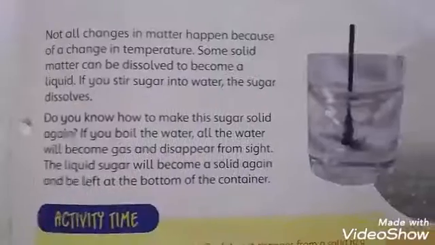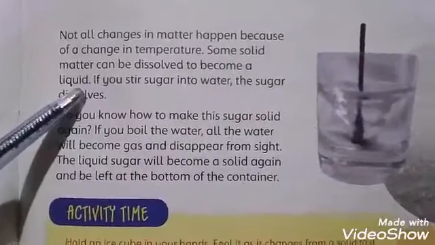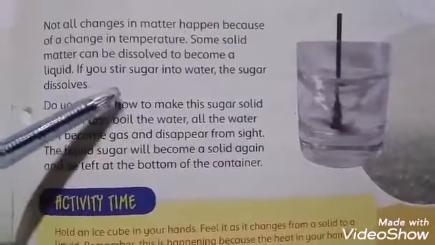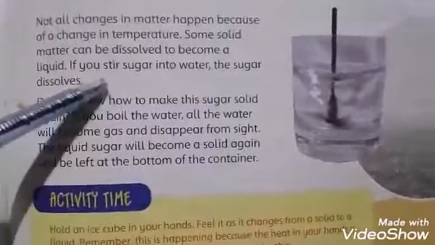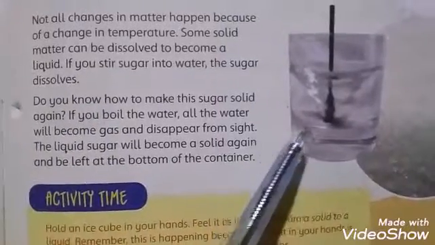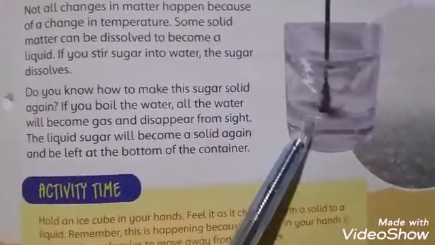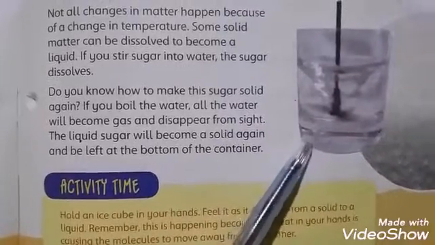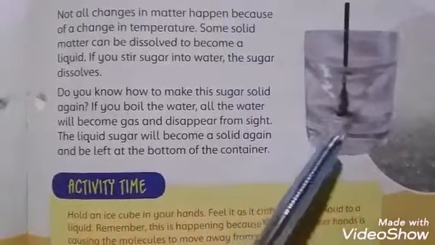Dear students, not all matter can change from one form to another form. First, when you stir a solution of water and sugar, the sugar dissolves, and when you heat this water, the solid particles of sugar remain present in the container and the liquid evaporates.